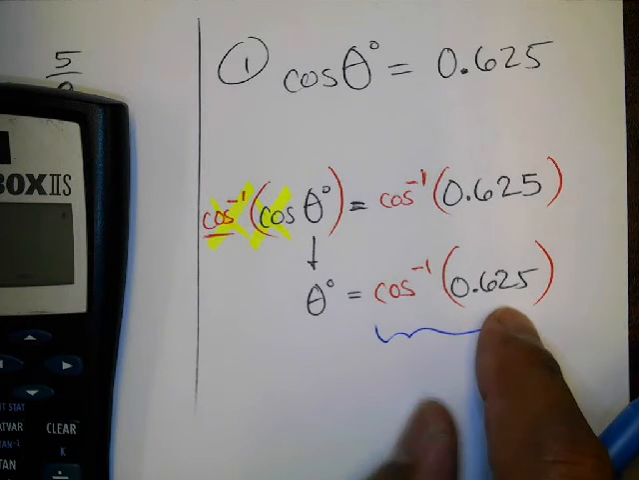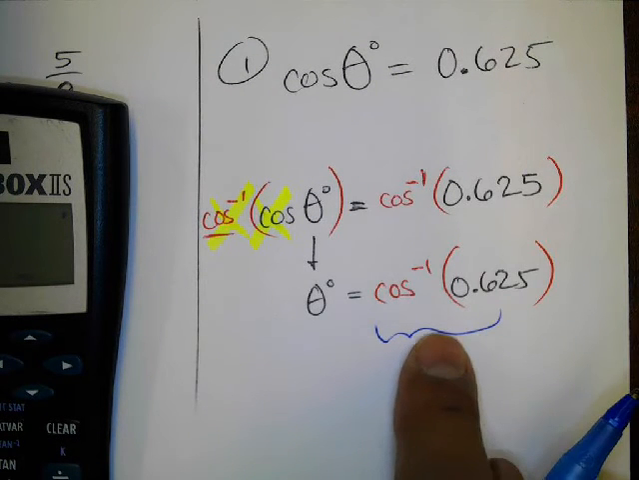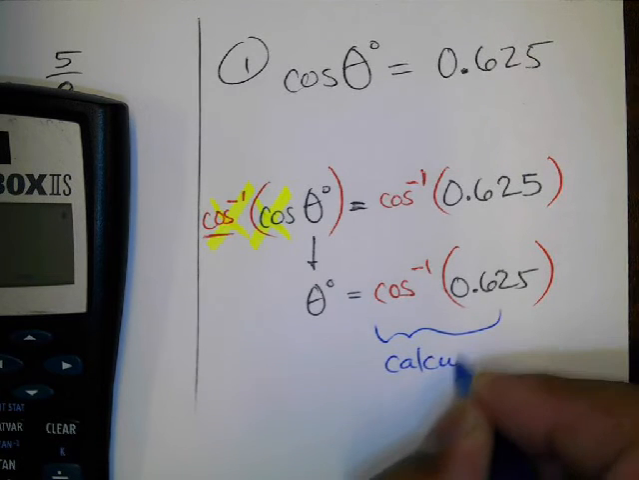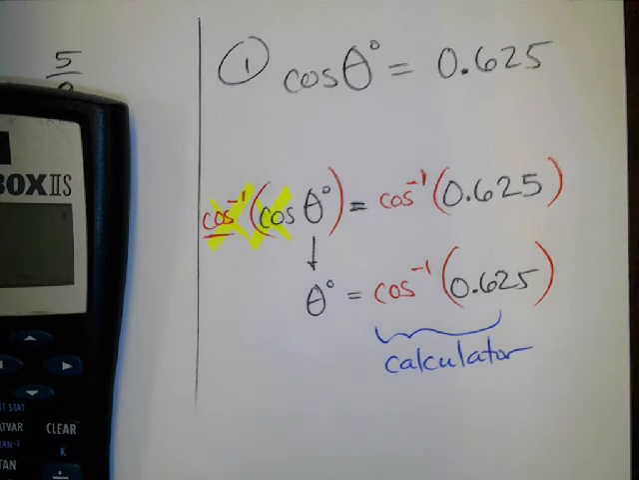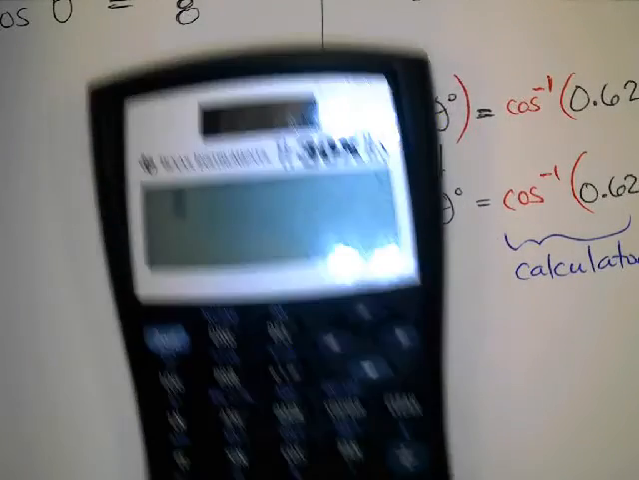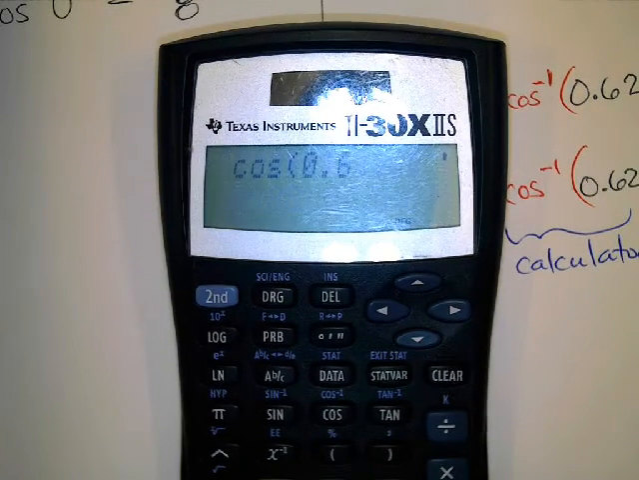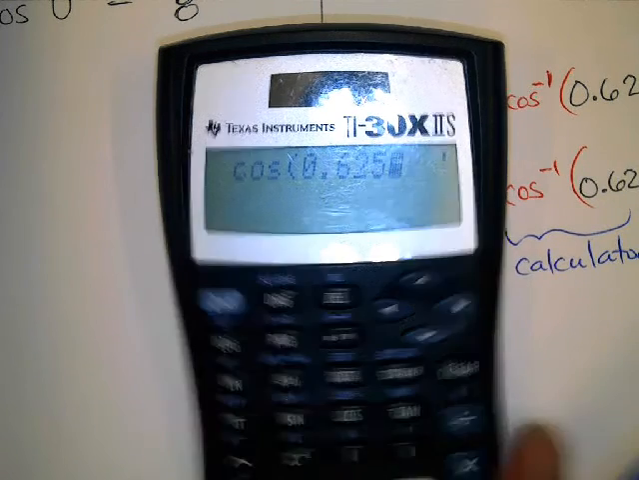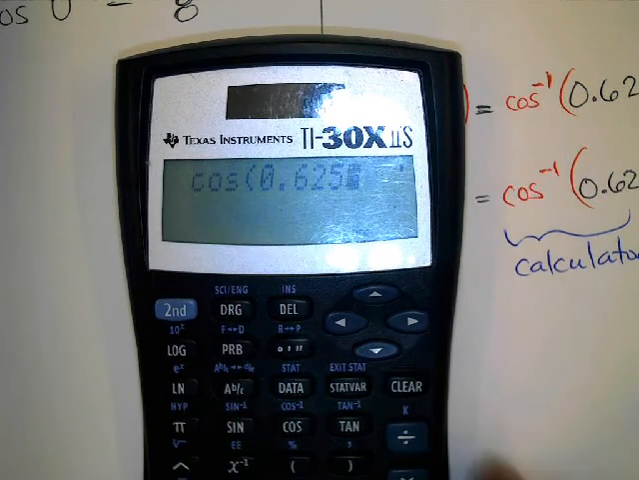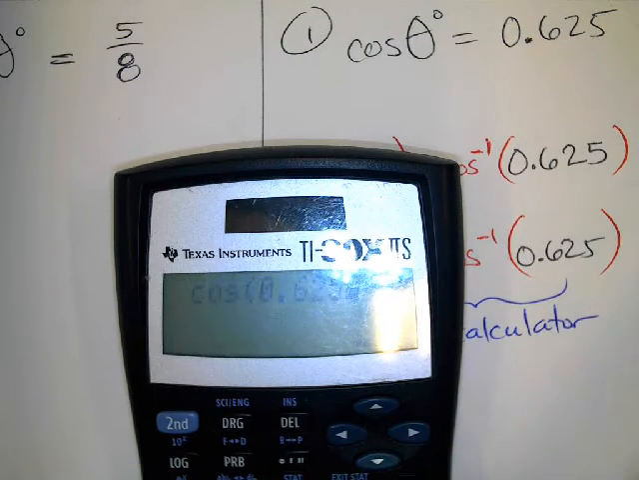But I want you to show this work, because some of you might be doing it right, but maybe your calculator is not set right or you're doing the keystrokes incorrectly. This is why I still want you to leave your answer and show it like this. How do I do cosine inverse of 0.625? You don't just do cosine of 0.625. That's wrong. How do I know? Because it doesn't have the little negative one exponent. It has to have this little negative one exponent.